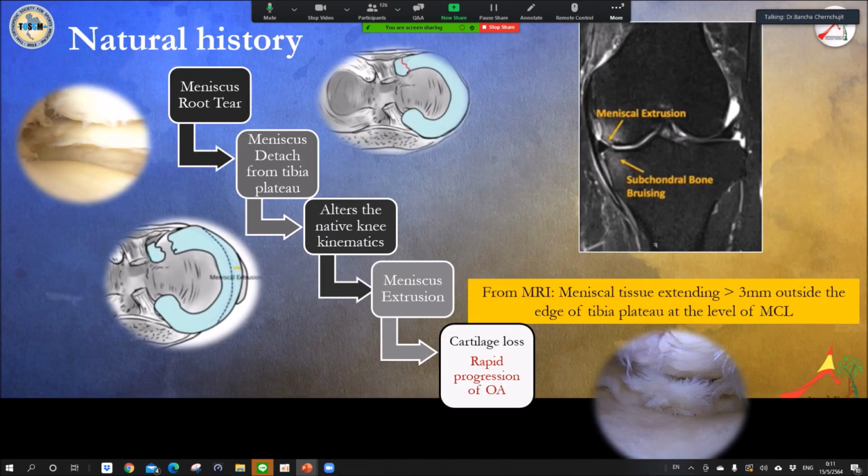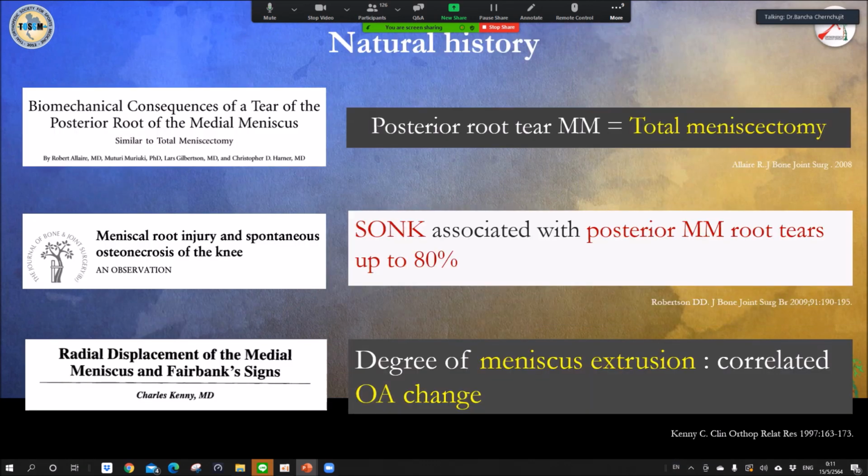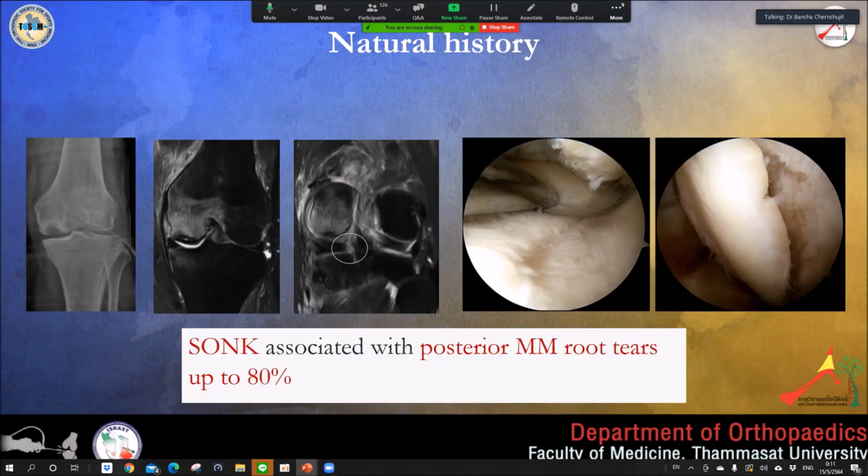So natural history of meniscus root, when it's torn, it will detach from the plateau and extrude, okay, escape from the joint, and finally the patient would have cartilage loss or rapid progression of the osteoarthritis. Okay, so this is a natural history. One study we found that the osteonecrosis associated with posterior meniscus root tear is up to 80%.